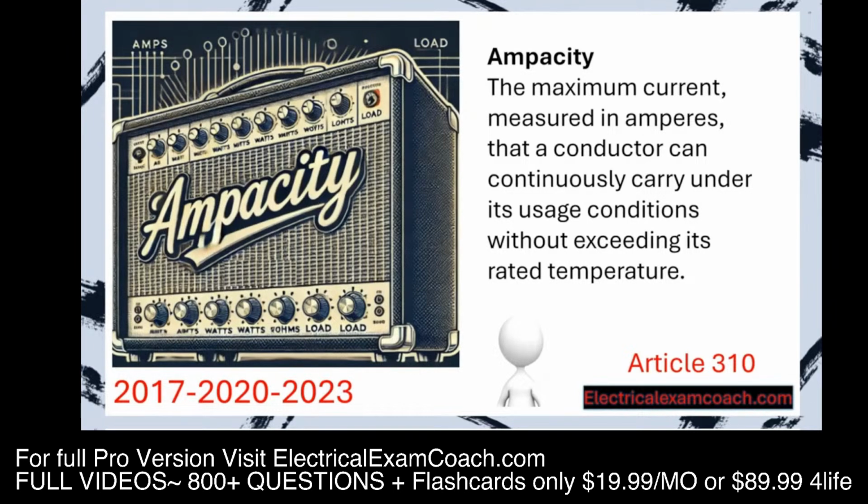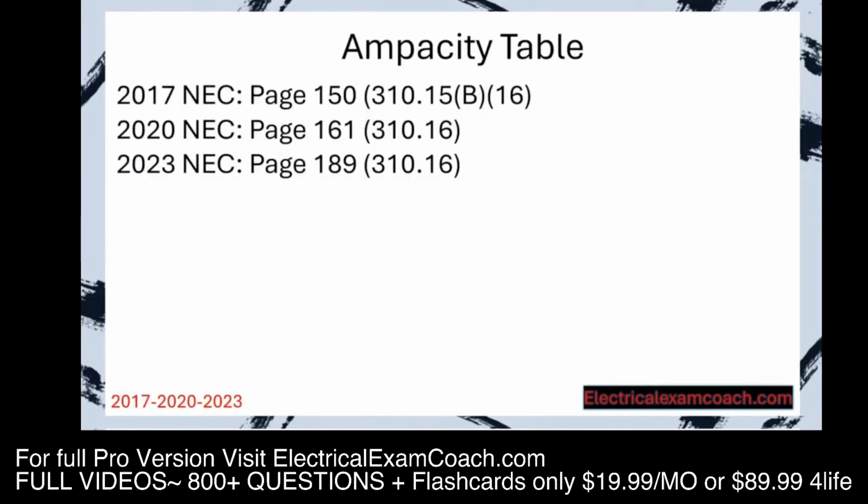Let's get to it. Now let's learn about our primary ampacity table. If you're in the 2017, it's table 310.15(B)(16). And in the 2020 and later, it's table 310.16. Same information, new name.